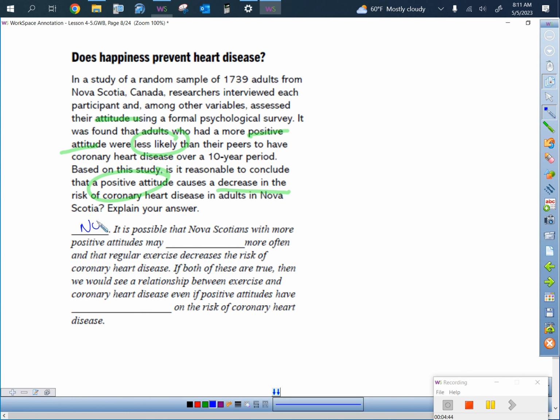There's no way that you can just say that positive attitude is the only reason that these people were healthier. People with more positive attitudes, if you can read through here, they mention exercise a bunch, so they might exercise more often than others. Regular exercise decreases the risk of coronary heart disease. If both of these are true, then we would see a relationship between exercise and coronary heart disease, even if positive attitudes have no effect. "Have no effect" is a key phrase today, have no effect on the risk of coronary heart disease.